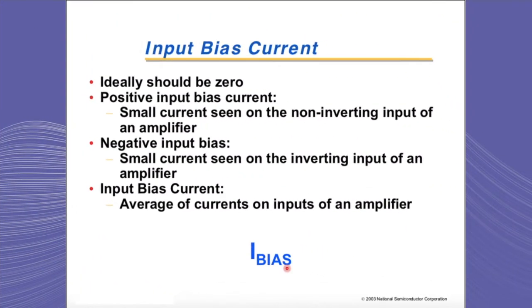Input bias current. Again, this is a parameter that would ideally be zero. A positive input bias current refers to the small current that's seen on the non-inverting input of the amplifier, and similarly, negative input bias current is the small amount of current that is seen on the inverting pin of the amplifier. Input bias current refers to the average of these two values. Simply put, input bias current is the average of the two input currents of the amplifier.